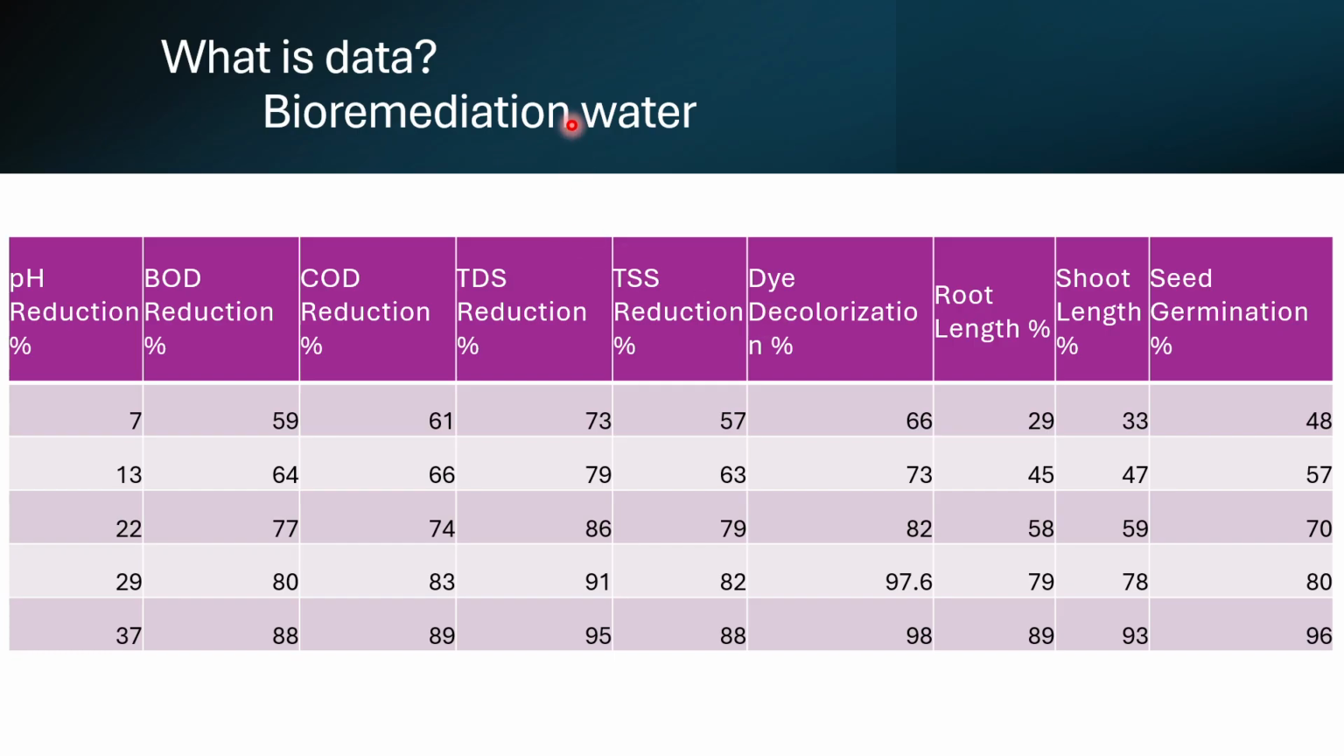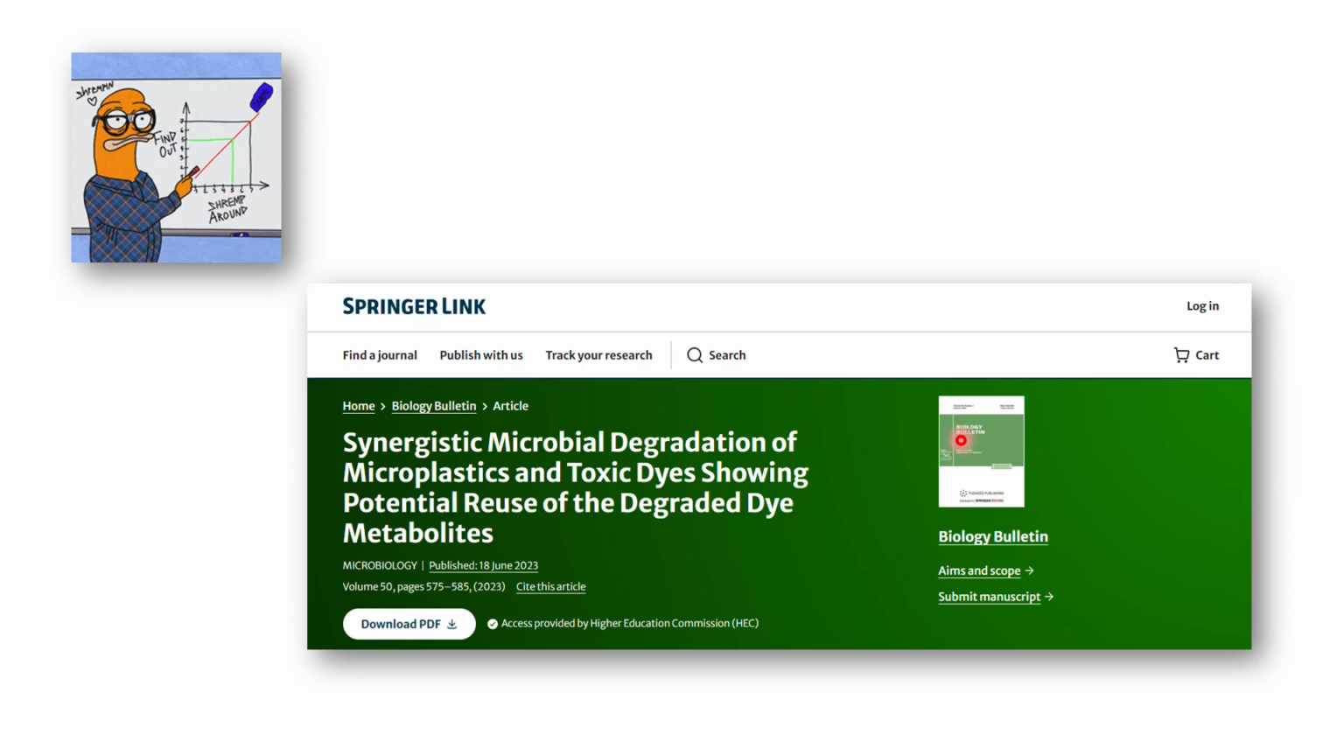Here is an example of bioremediation of water. This is the pH, this is the BOD, COD, TDS and TSS tests that are further utilized to check the quality of a water sample. And this is the dye decolorization parameter, root length, shoot length and seed germination. So first let's understand what this data says.